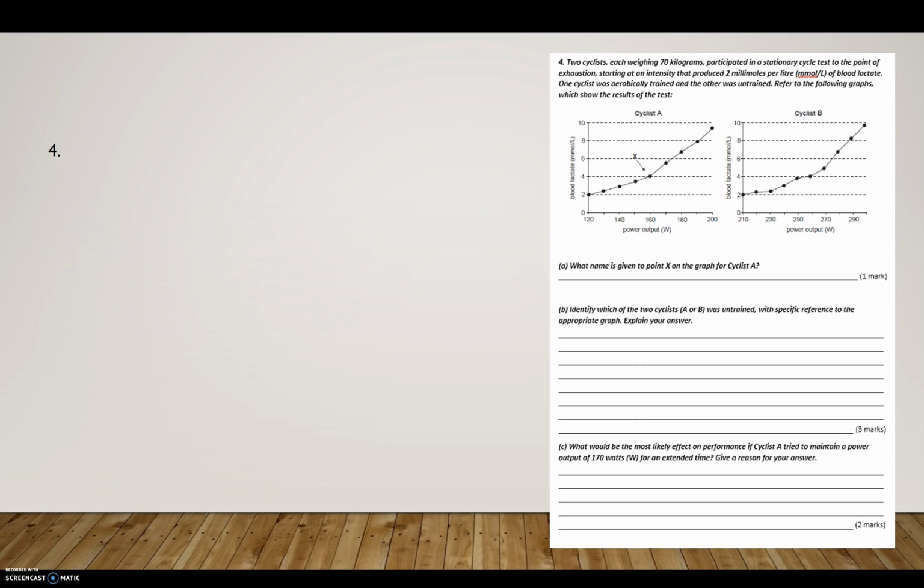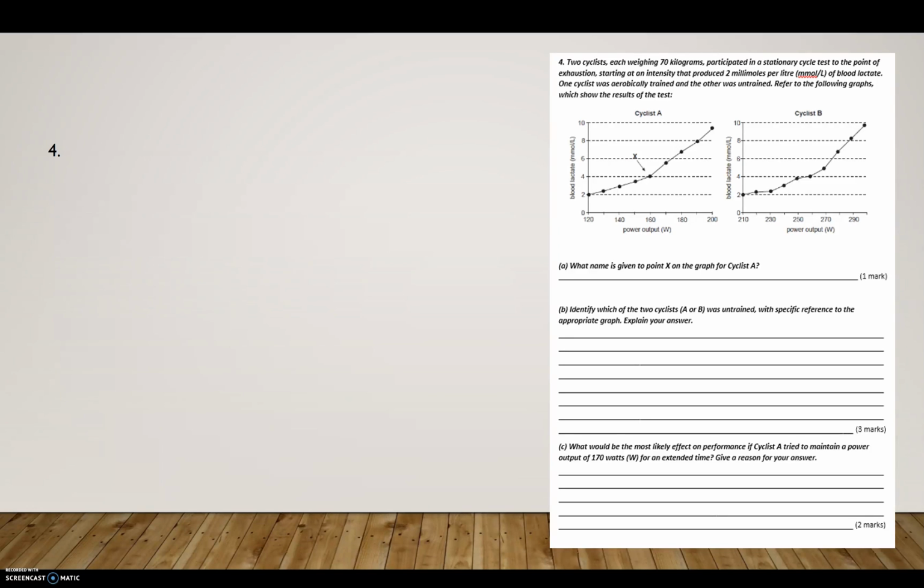Question 4. 2 cyclists, each weighing 70 kilos, participated in a stationary cycle test to the point of exhaustion, starting at an intensity that produced 2 millimoles per litre of blood lactate. One cyclist was aerobically trained, the other one was untrained. Refer to the following graph, which shows the result of the test.